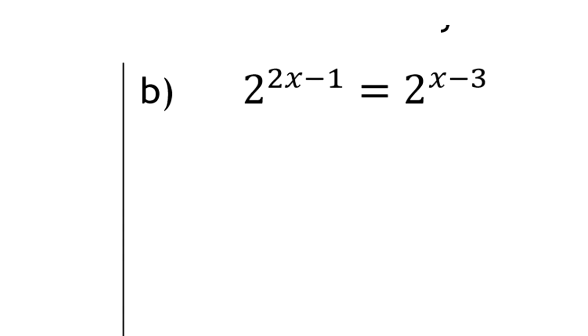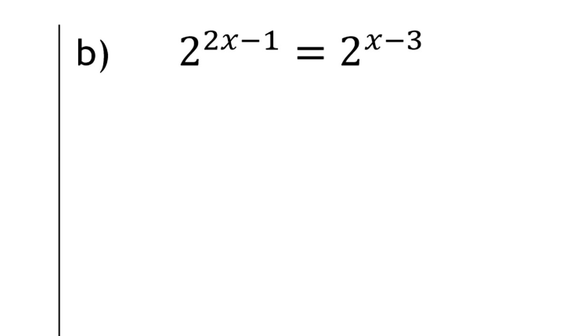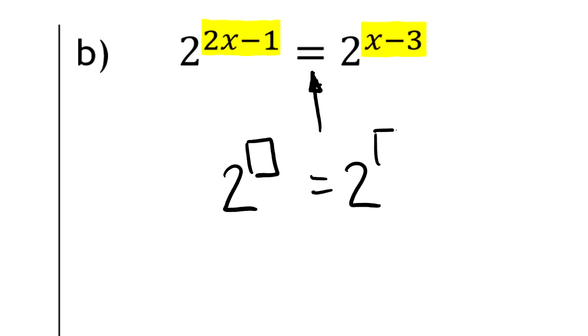The next one, again, is an example of looking inside. If I look, my bases are identical, right? They're both a base of 2. And as I look up to my exponents, on the one side my exponent is 2x minus 1, and on the other side my exponent is x minus 3. If these two expressions, the left and the right-hand side, truly are equal to each other, the only way that's possible is if the exponent on the left-hand side is the same thing as the exponent on the right-hand side. They must both be the same.